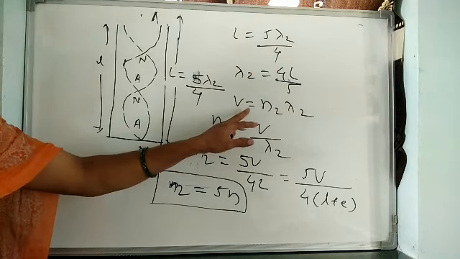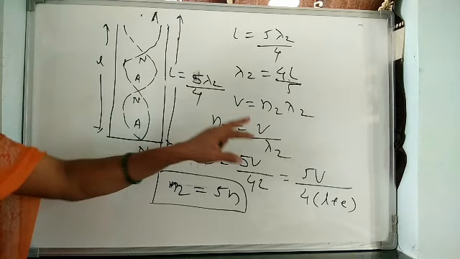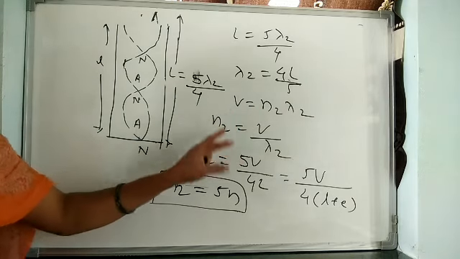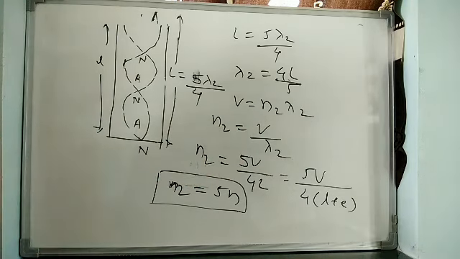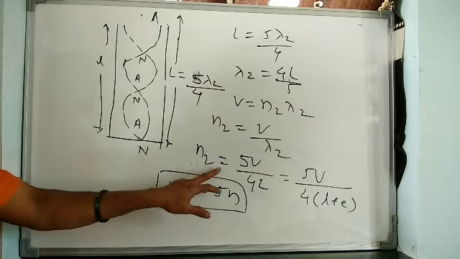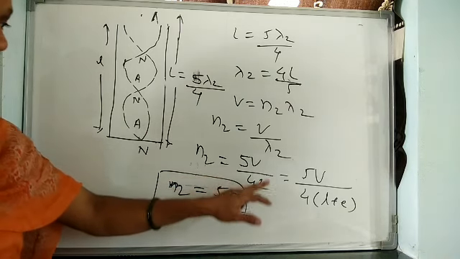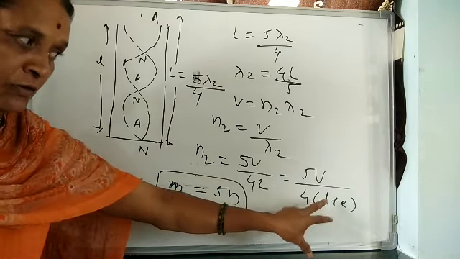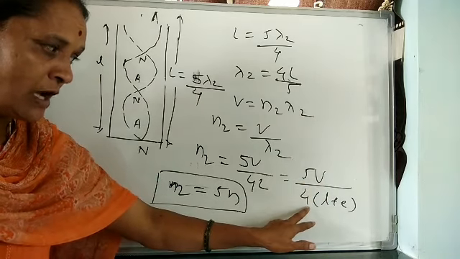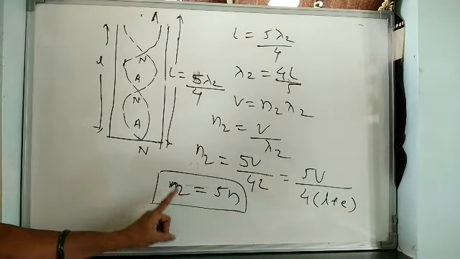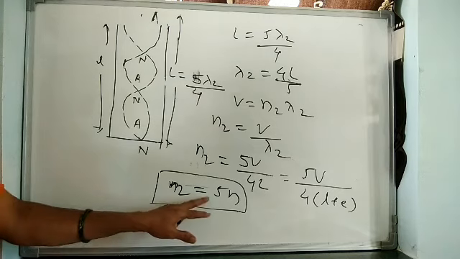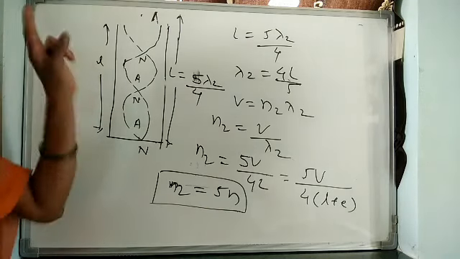As you know, lambda 2 is the wavelength and N2 is the corresponding frequency, then v is equal to N2 lambda 2, and therefore N2 is equal to v upon lambda 2. If we substitute the value of lambda 2 here, then you get N2 is equal to 5v upon 4L. In terms of end correction, you can write it as 5v upon 4 into (L plus e). This you can write as N2 is equal to 5N. This is the frequency of the fifth harmonic or second overtone.